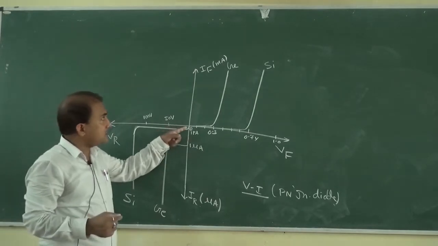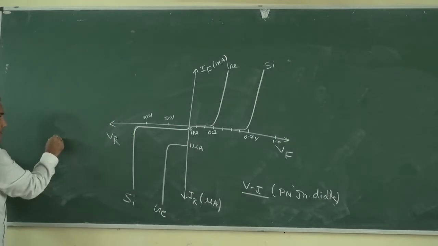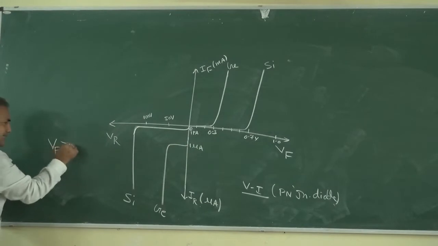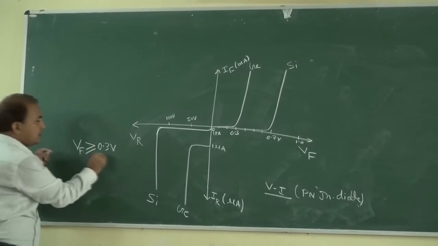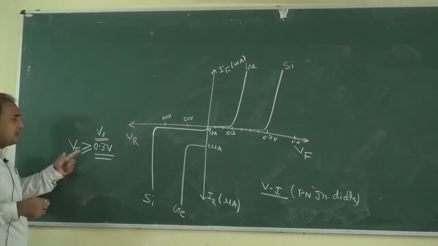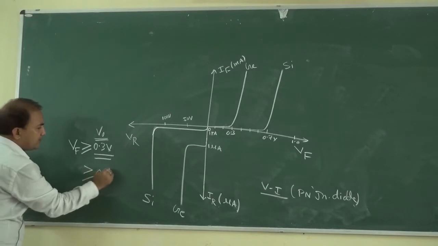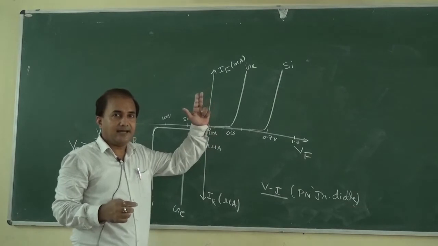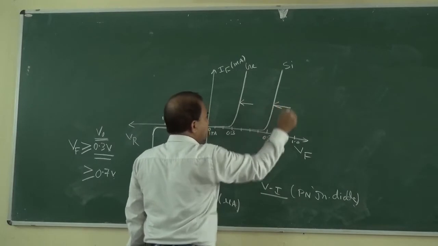Now you can see that in the case of a germanium PN junction diode, if this is the forward bias voltage, VF greater than or equal to 0.3 volt. What is this 0.3 volt? 0.3 volt is V0. V0 is the potential barrier voltage for a germanium PN junction diode. And if it is greater than or equal to 0.7 volt, then only the current starts rising in an exponential manner.